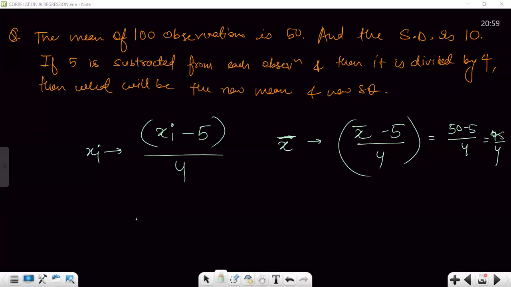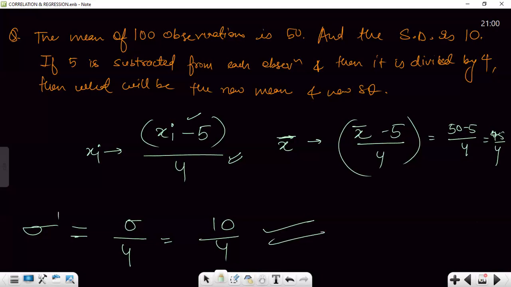What about standard deviation? We know standard deviation does not change because of the change of origin. It only depends on the change of scale. So the new standard deviation will get divided by 4. What was the standard deviation earlier? 10 by 4. This is our answer: 10 by 4 and 45 by 4. Any doubts?